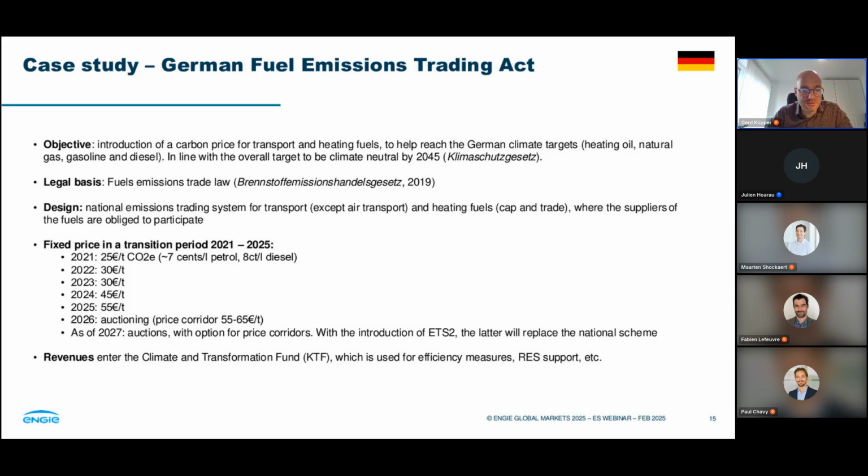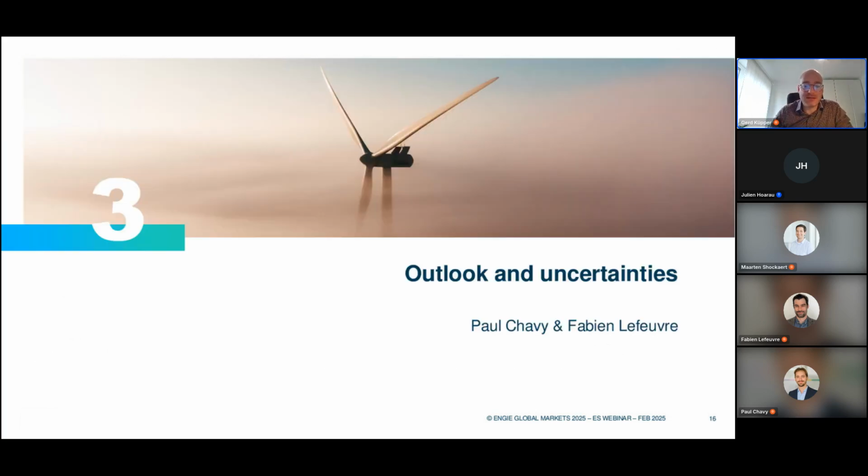At this stage, I'm not too sure, but I don't think so. It's still a question whether they will indeed go to this price that is set by auctions, or whether we will keep the price fixed for 26 before the system is replaced by the ETS2 as of 27. So that's just to illustrate that the situation at member state level is very different, and that means also that the convergence towards the ETS2 in 27 may also be very different across member states. And then I hand over again to Paul or Fabien. I'm not too sure who is starting.